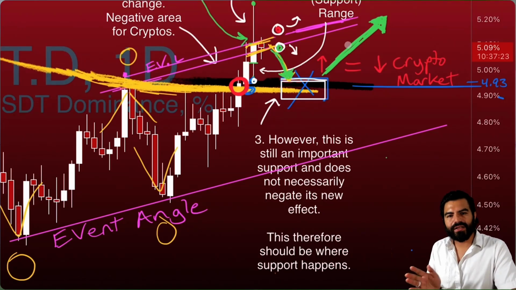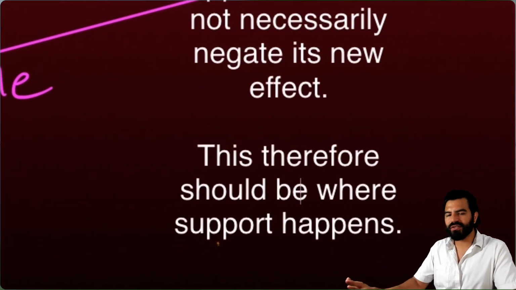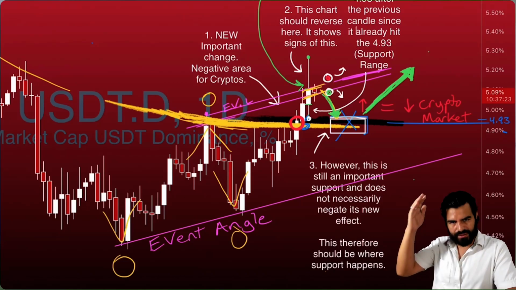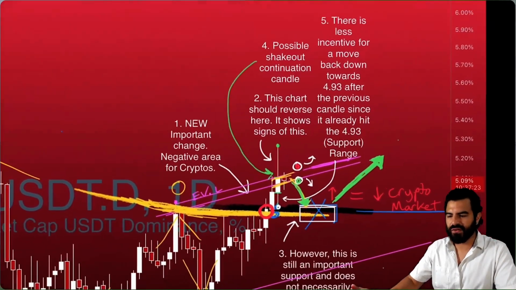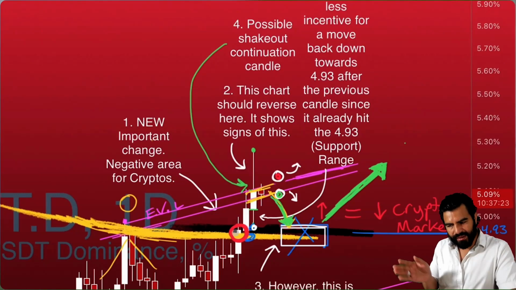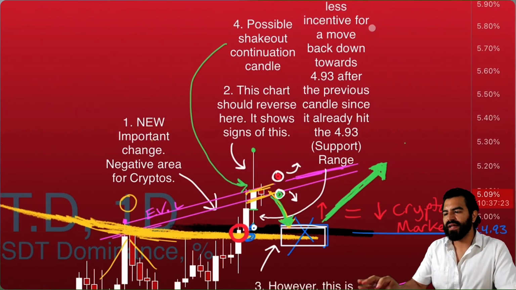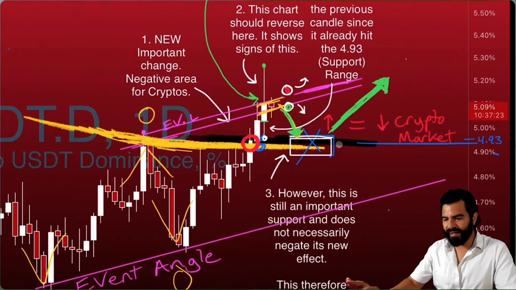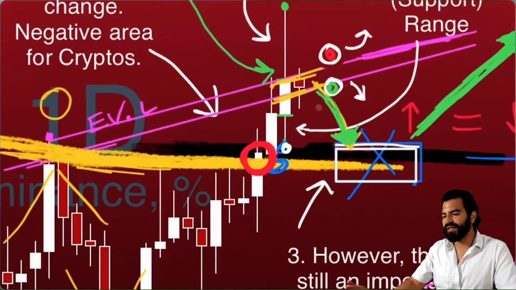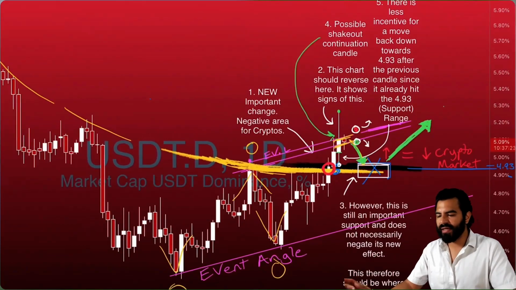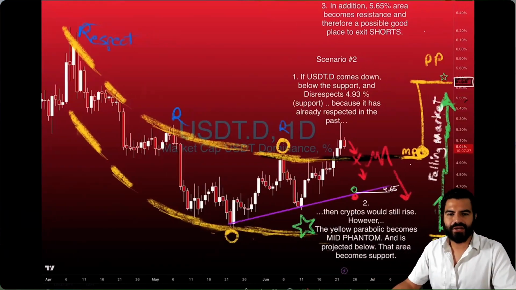So most likely we're either going to jump up here, but this therefore should be where support happens. So this is where we're supposed to have support, and if it's cracked, then it stresses the outside boundaries, which we talk about in the next photo. Number 4, possible shakeout, which is a continuation, which means that this territory is probably not done yet. And then number 5, there's less incentive for a move back down towards 4.93 after the previous candle has already hit. So we also need to say that it's not so guaranteed that we're going to get that pullback. Those were the images I posted from Saturday.